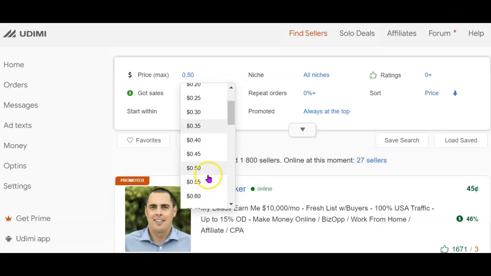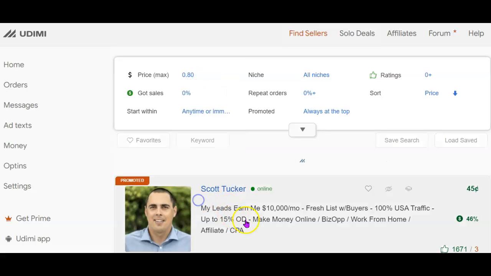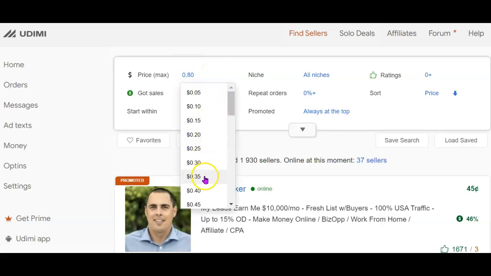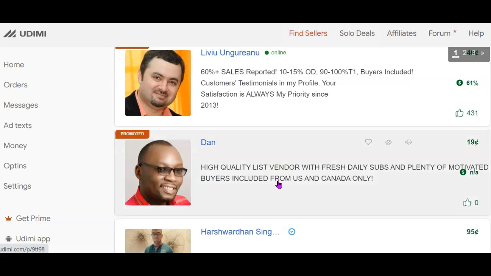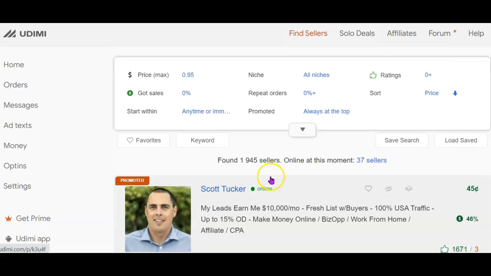Okay, let's say you put in 80 cents per lead. It'll show you that they have 37 sellers that have that for you. If you put 95 cents per lead, it shows you the 37 sellers you can click, and it shows up here the people that you can use for these leads.